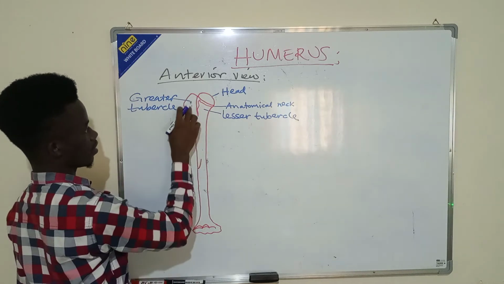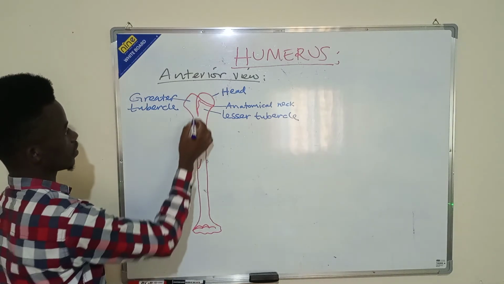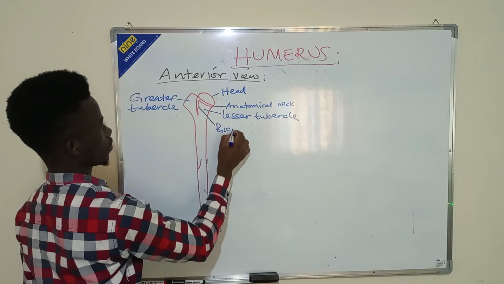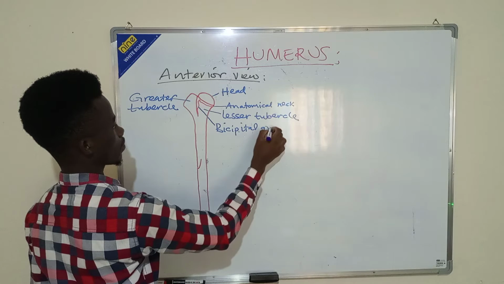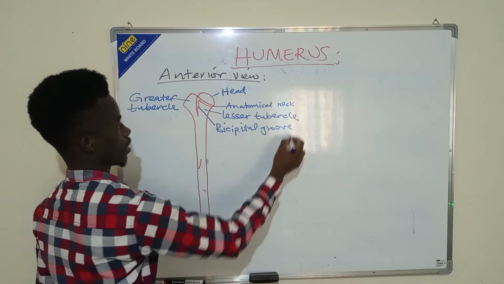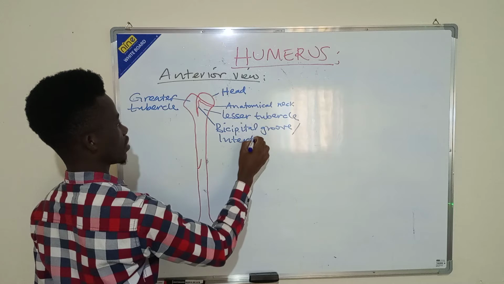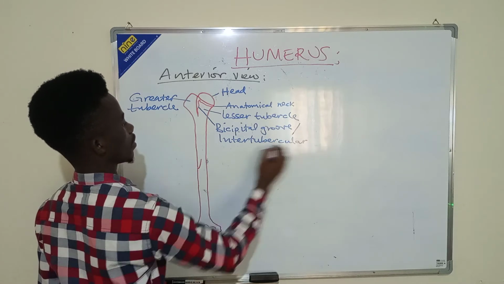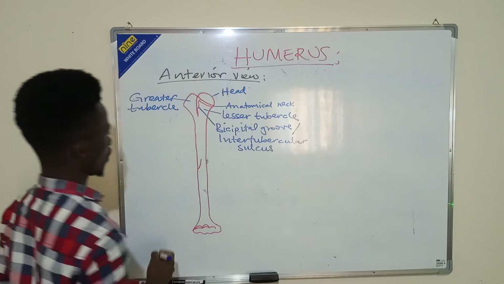In between the two tubercles we have a groove, and that groove is known as the bicipital groove. Or we can call it the intertubercular sulcus, because it is in between the tubercles. Very good.